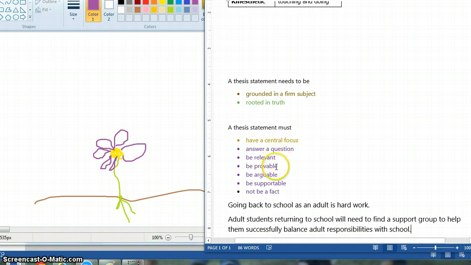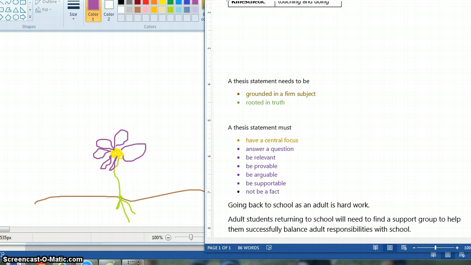It's relevant. I think you can prove it because you can go into the idea of a support group and adult responsibilities. It's arguable. Some people might say they could do it on their own. Others would argue that you need a support group. You could support it with evidence from a library. There's lots of research out there, and it's not a fact. It is something that's arguable.